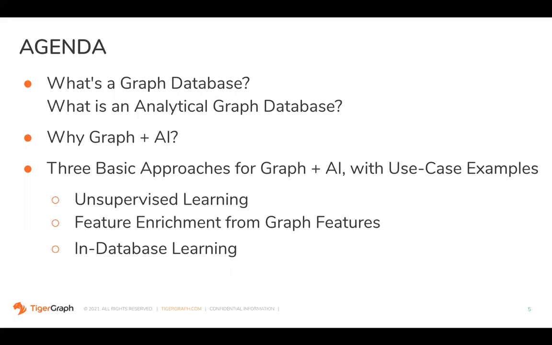What we're going to talk about today is, if you're new to the topic, what is a graph database? And in particular, what is an analytical graph database? And then talk about why graph plus AI, the main topic for today, and then talk about 3 basic approaches for implementing graph plus AI with some use case examples. Those 3 being unsupervised learning, feature enrichment from graph features, and in-database learning.